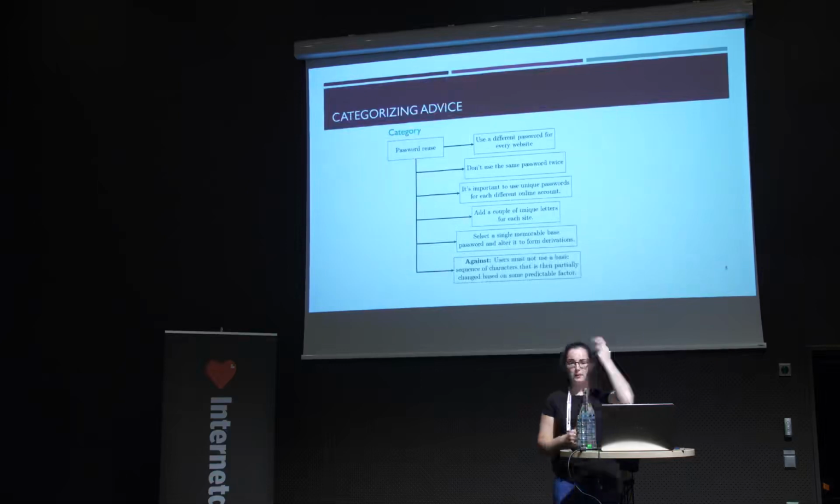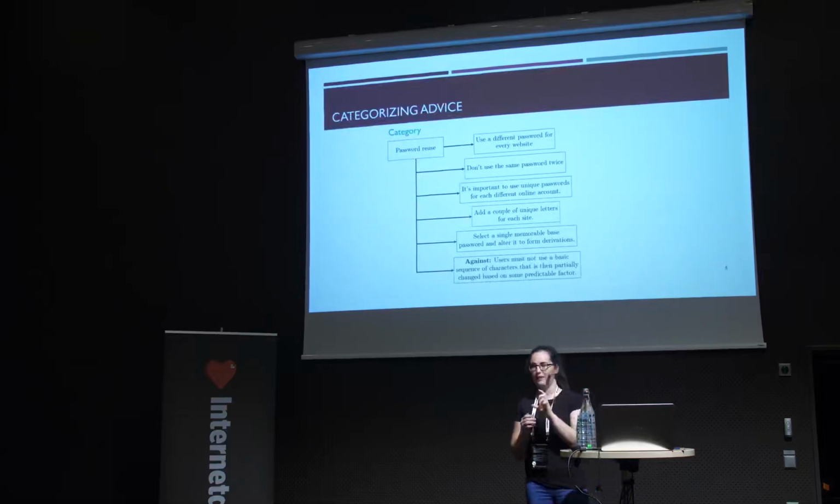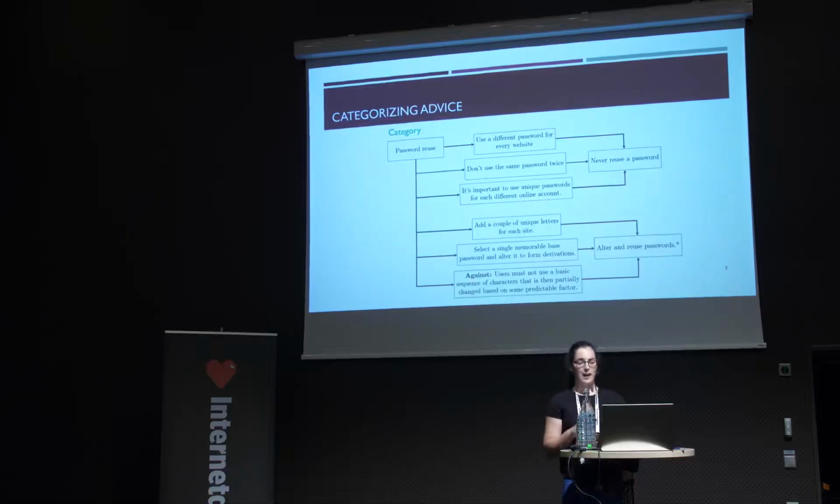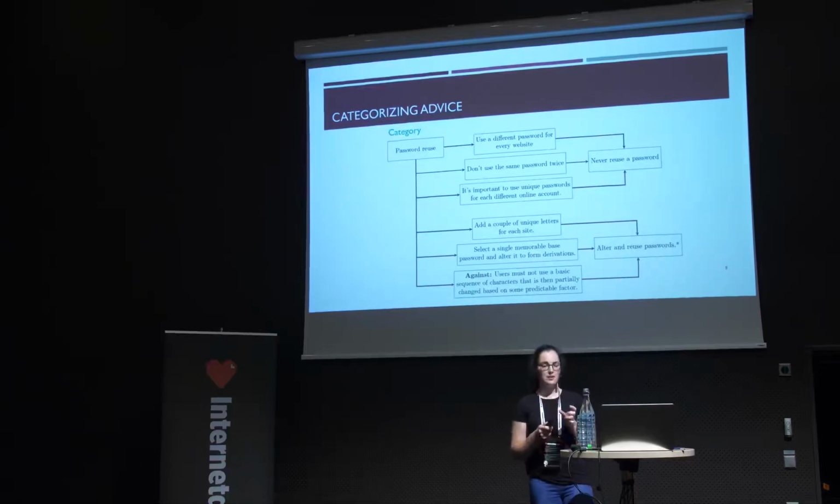For example, in password reuse, you can see there are 6 pieces of advice here. We came up with 2 different statements that summarize those 6 pieces of advice. The first 3 say, use a different password for every website, and that comes under never reuse a password. The last 3 say add a couple of unique letters for each site, and that's alter and reuse passwords. This was interesting because we were able to see where there were contradictions in the advice that's given. The last piece of advice there says users must not use a basic sequence of characters that is then partially changed based on some predictable factor, and we can say that contradicts alter and reuse passwords.